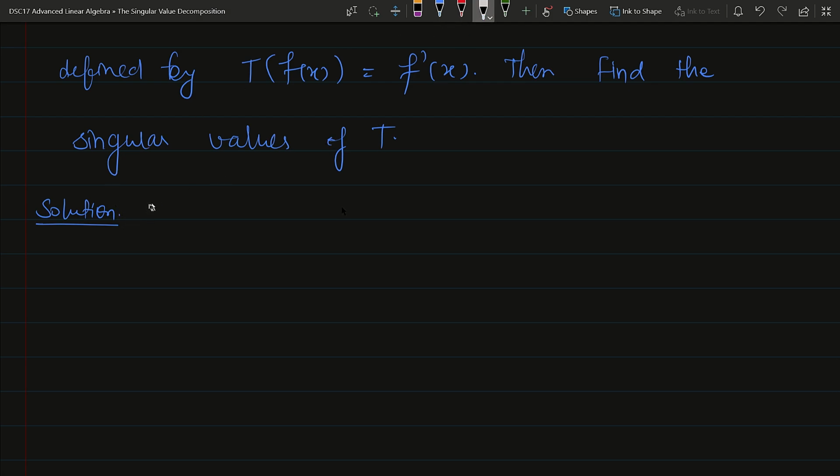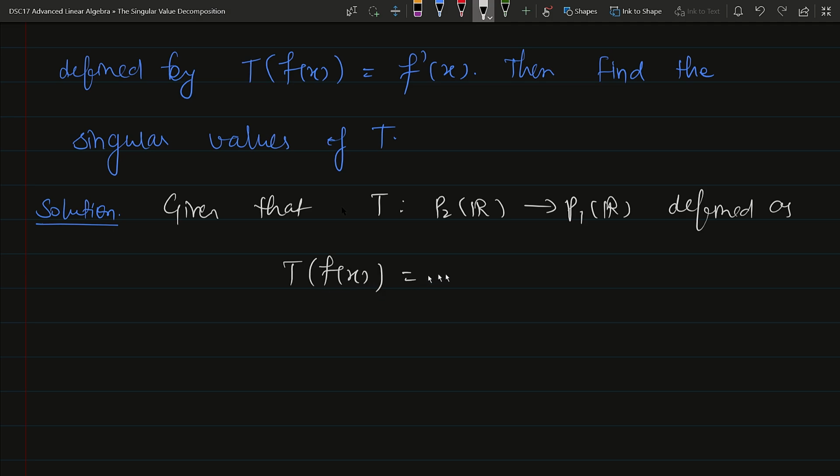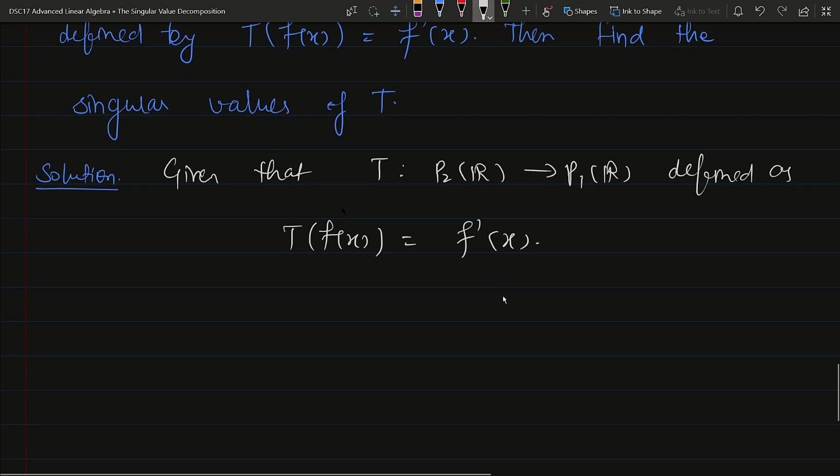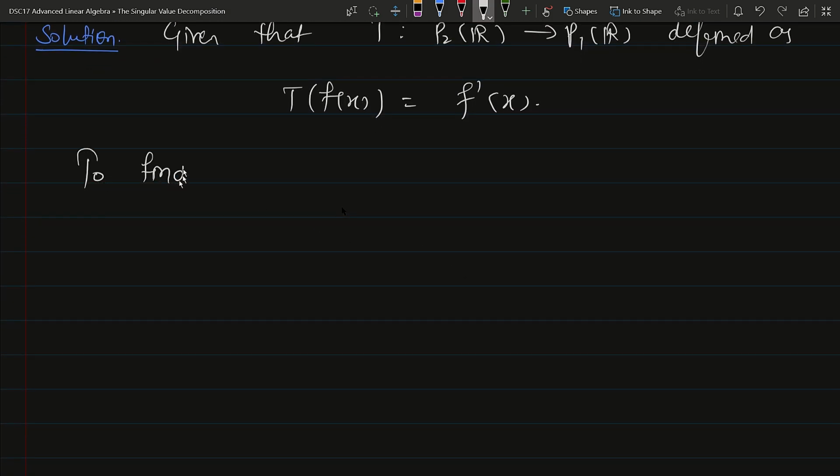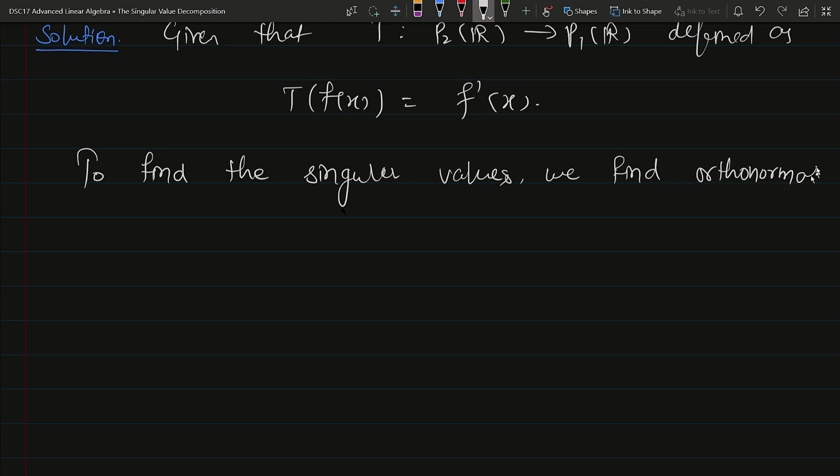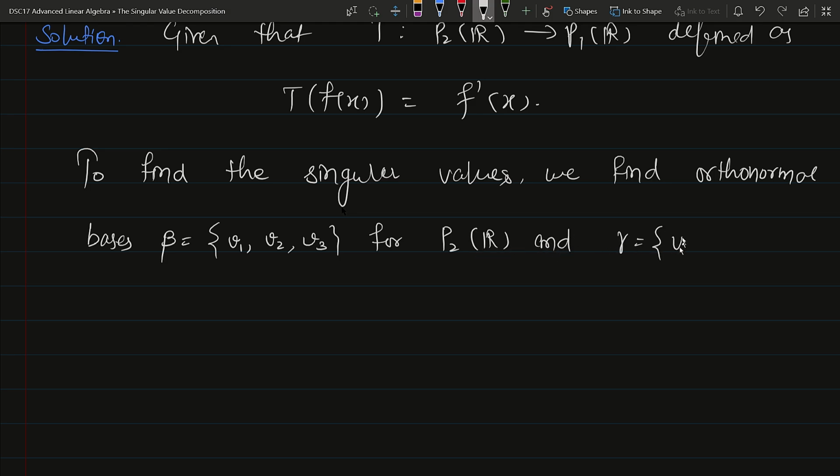solution. So given that T from P2(R) to P1(R) defined as T of f(x) is equal to the first derivative of f(x). ठीक है, now to find the singular values we find orthonormal basis beta, that is equal to v1 v2 v3 for P2(R) and another orthonormal basis gamma, that is equal to u1 u2.